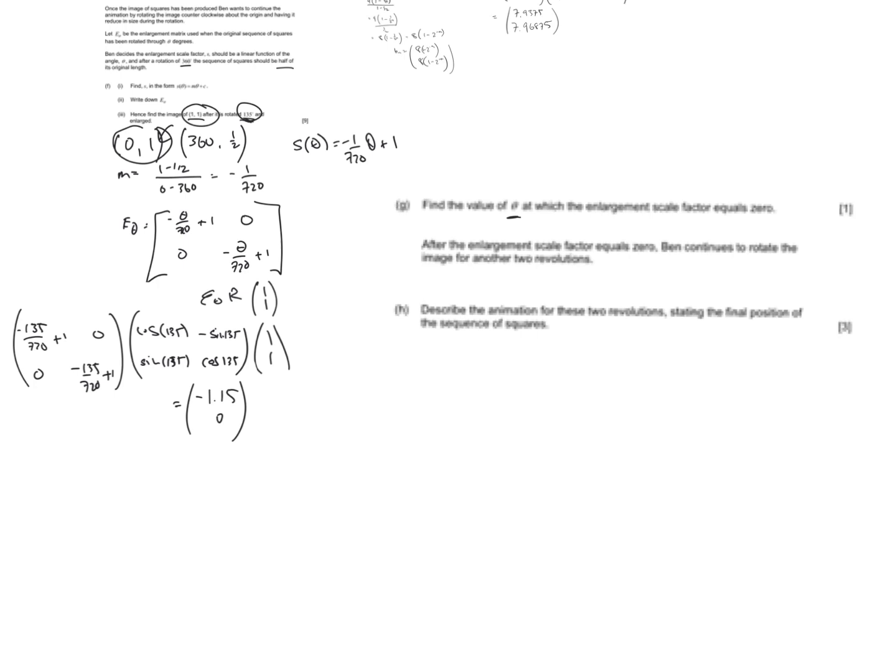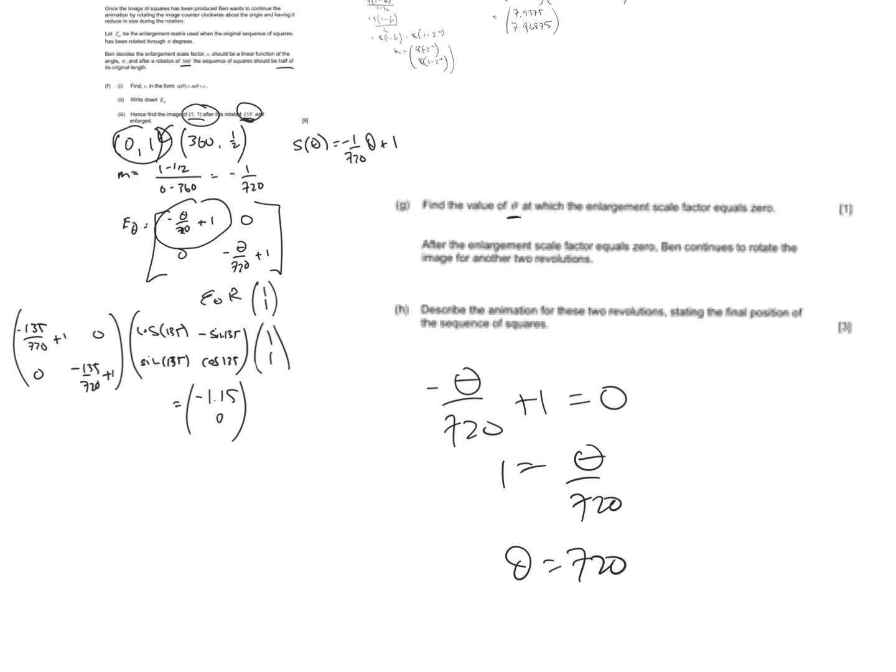So if I consider this is my scale factor here, negative theta over 720 plus 1, and I want this scale factor to be 0. If that's the case, I know 1 is equal to theta over 720, and so theta equals 720. So when theta is 720 degrees, the whole entire scale factor is 0, so basically becomes non-existent. But then it keeps on going after that.